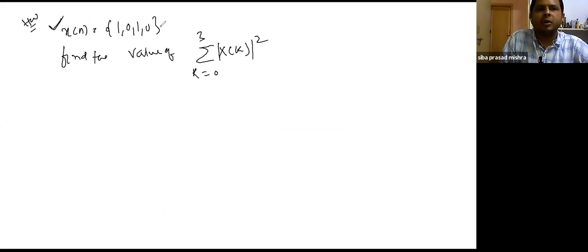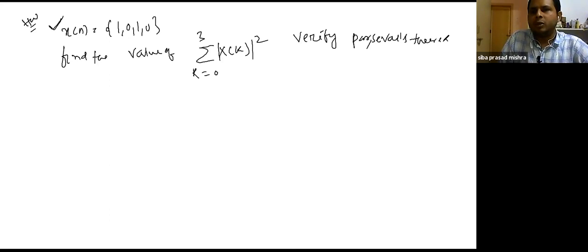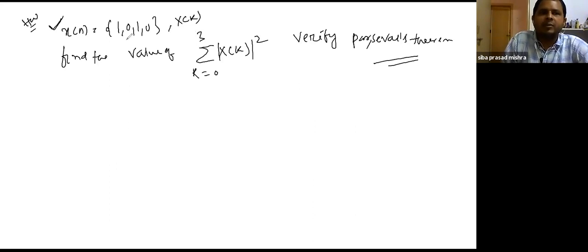If x of n equals 1 0 1 0, then verify Parseval's theorem. This is your homework. What do you have to do? Simply find x of k, then verify that left hand side equals right hand side. Okay, now this is our question. If x of n equals 1 0 1 0, then find the value of summation of k from 0 to 3 of x of k mod square. How to do it? Or what is the value? Anyone? Just use Parseval's theorem and tell me the answer.